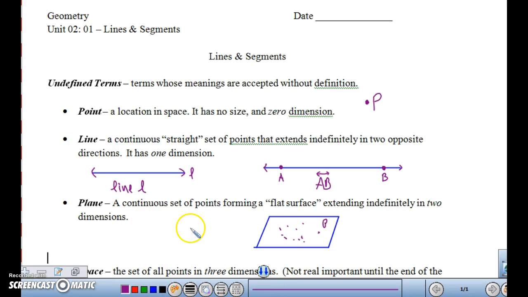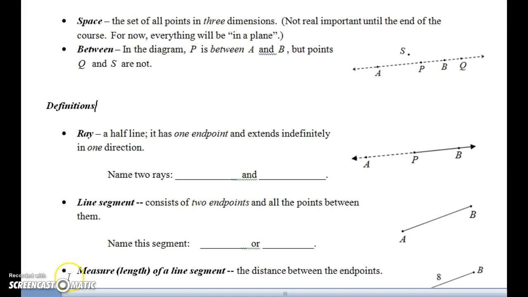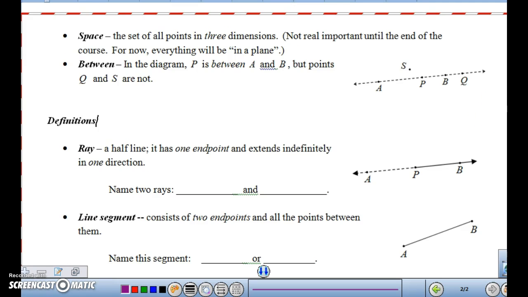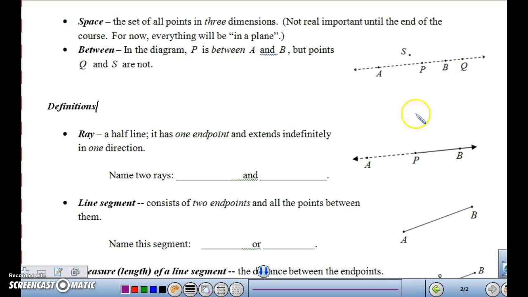All of our work that we're going to do for quite a while is going to be in a plane. Anything that is 2-dimensional that you would do on a piece of paper is a plane. And since we have 2 dimensions for the plane, we also have 3 dimensions, and that would be space. The set of all points in 3 dimensions is space. It's not really important right now, until we get to 3-dimensional objects later in the year. But for now, everything will be in a plane.